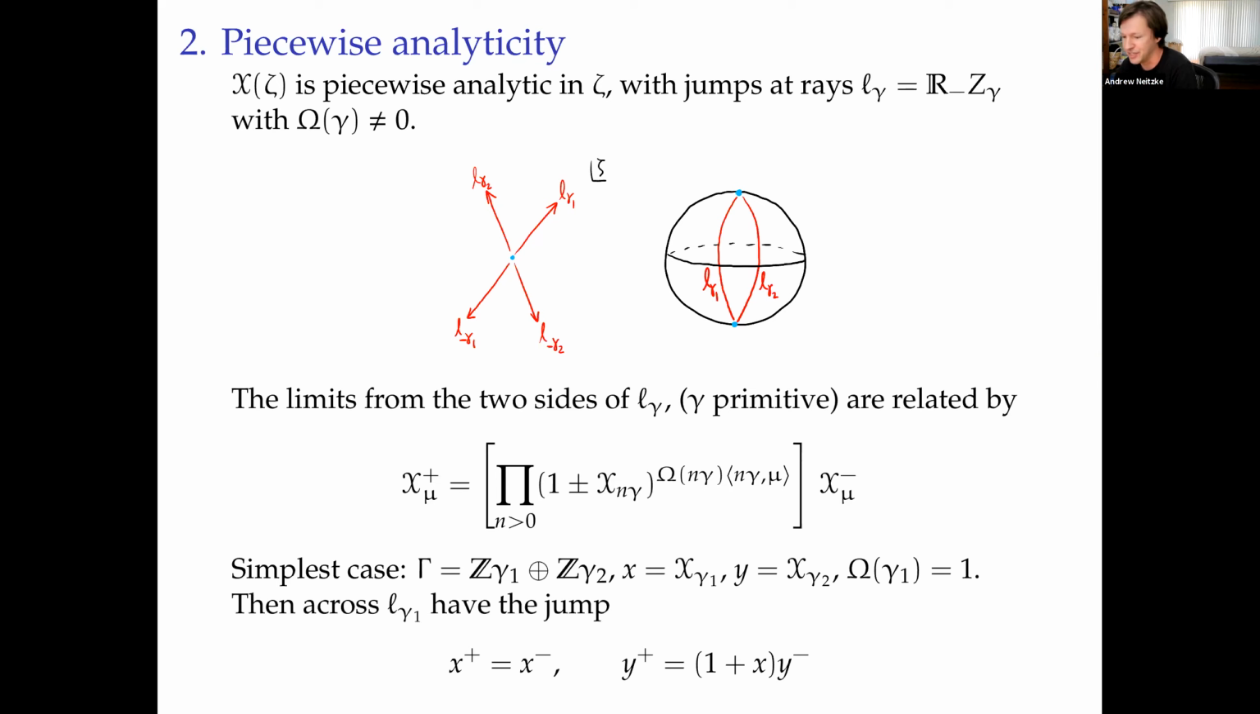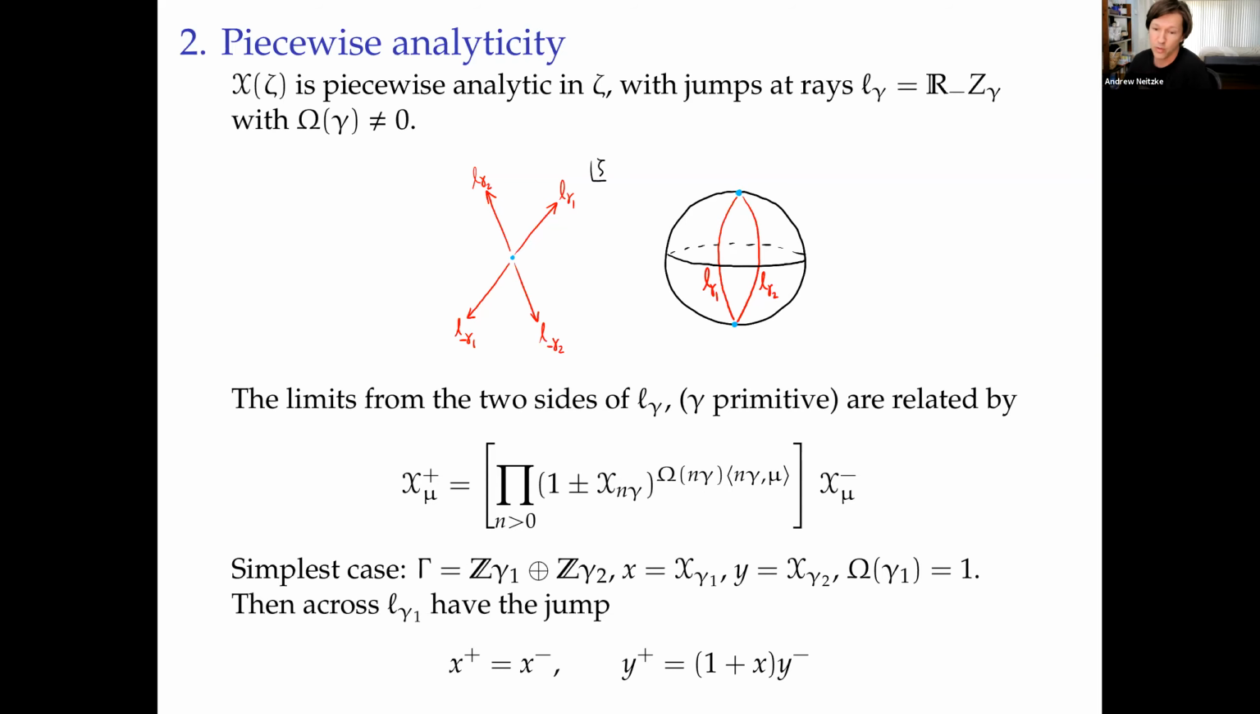Let me show you one example of this just to say that it's not so scary. So imagine that we had just a rank 2 lattice. And so then this map to the torus is determined just by 2 functions. I'll call them little x and little y. And suppose that we have one of these invariants, omega gamma 1 is equal to 1.